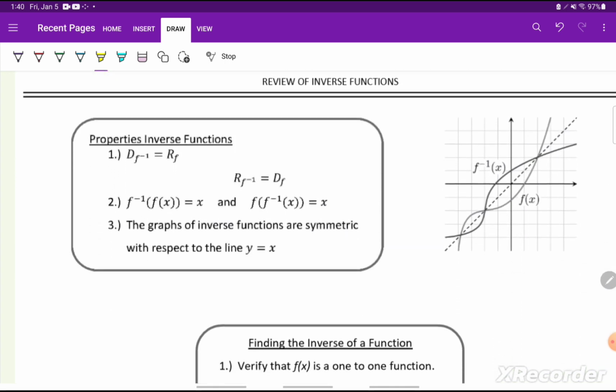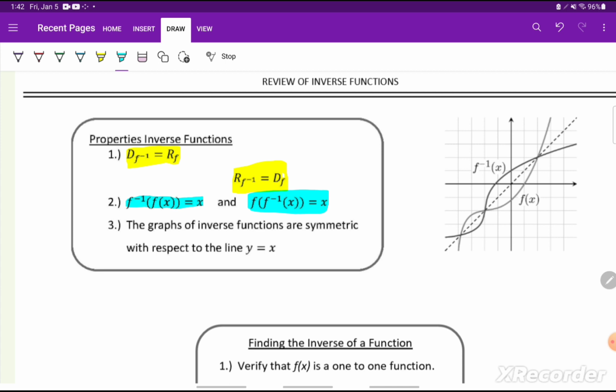Inverse functions have a couple properties. Our first property, which is the one I think we use the most, says the domain of an inverse function is the range of the original function, and the range of that inverse function is the domain of the original function. This again is just reinforcing the fact that x and y change roles when we switch from a function to its inverse function. Property number 2 says that if you perform function composition with a function and its inverse, you'll always get x.